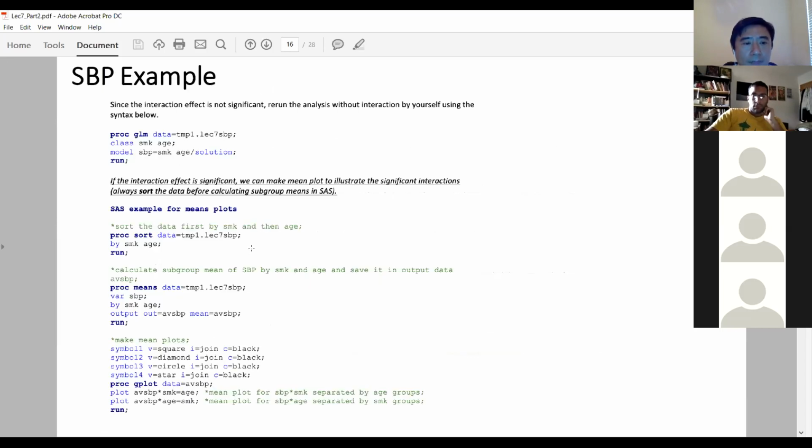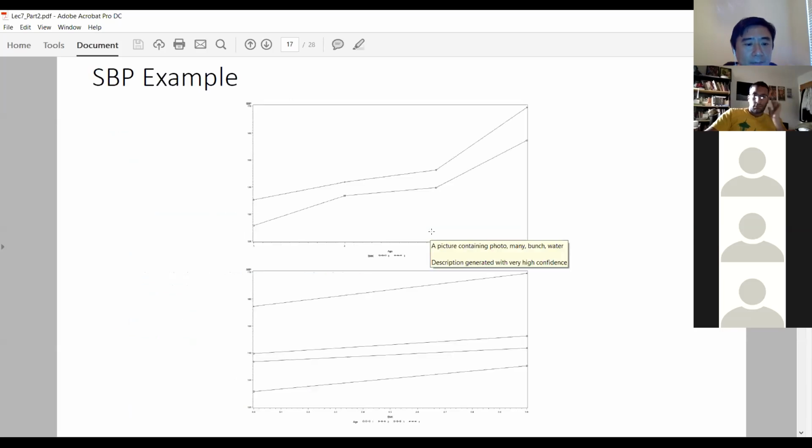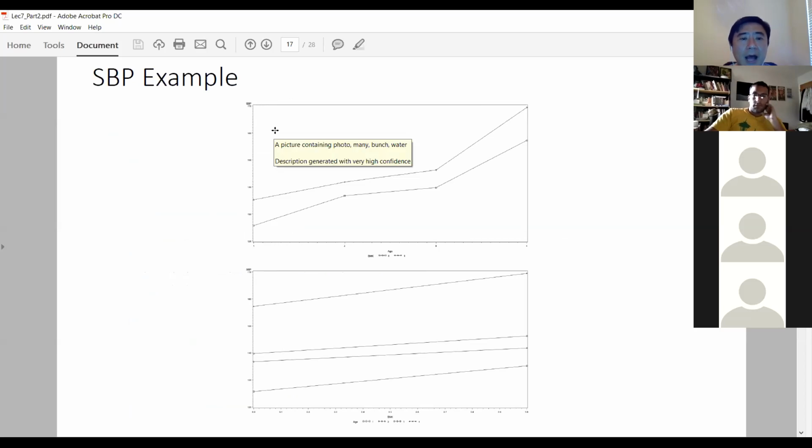All right, here is the SAS test for that. And the other thing is, after you run the two-way ANOVA model, you should be able to get what we call a scatter plot, but it's actually connected by lines. It's not completely scattered. So there's two ways you can make this plot.